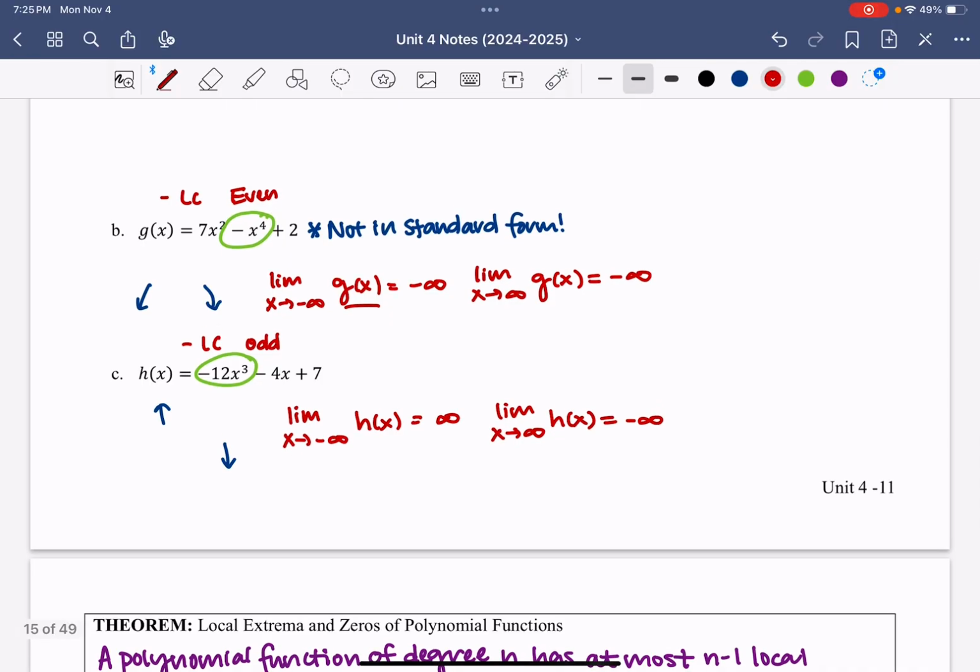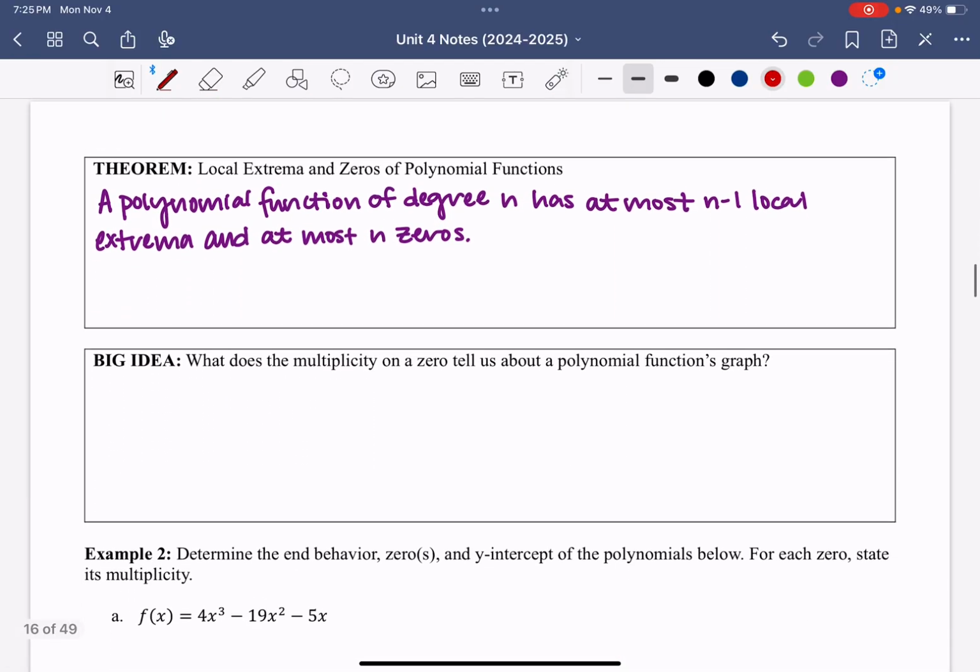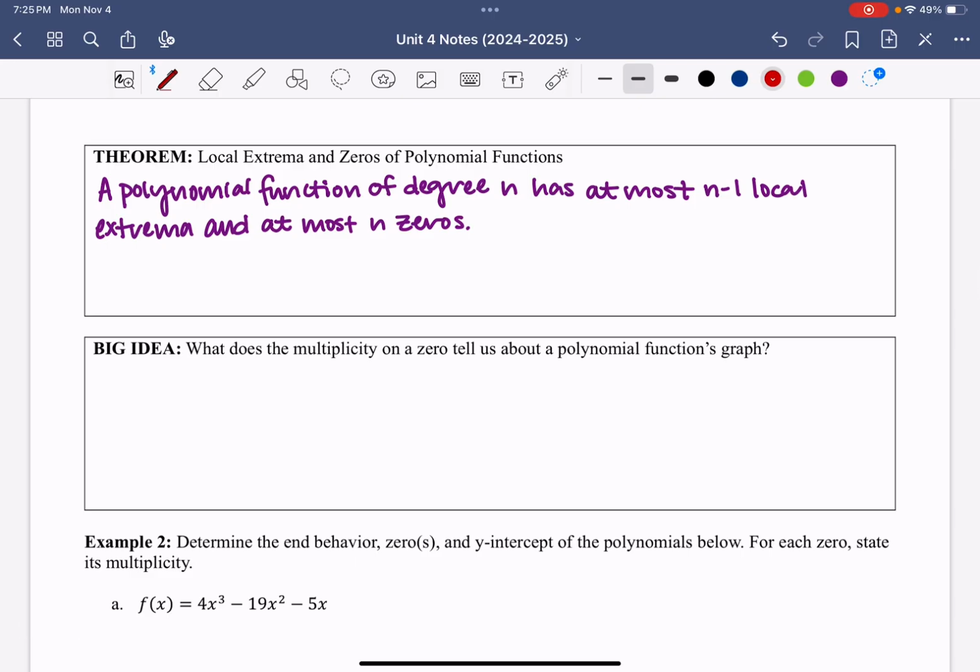All right, okay, so flipping over your page, we have an important theorem about local extrema and then zeros of polynomial functions. So we have our end behavior, but now let's start talking about our zeros. So first of all, as a reminder, the word zero refers to an x-intercept. Okay, so a polynomial function of degree n will have at most n minus 1 local extrema, and then it has at most n zeros.